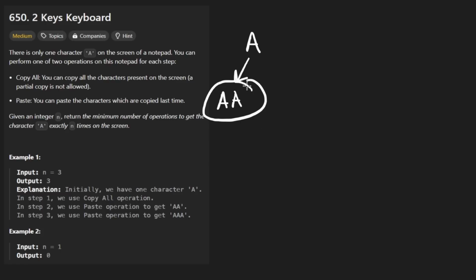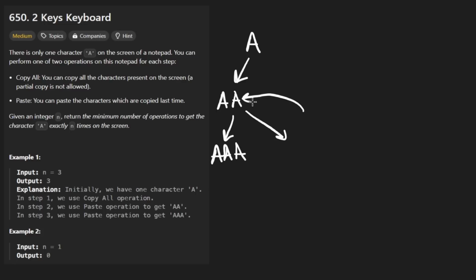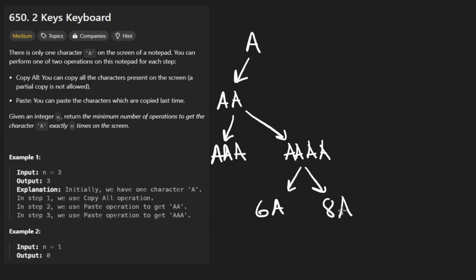Here, though, it becomes more interesting. Here, we could decide to paste another A, which is already in the clipboard, so then we'd have three, or we could copy all of these and then paste them again, which would give us four A's. So then at this point, we could add two more A's, which would give us six A's. I'll just draw it like this. Or we could copy everything here and then paste them again, which would give us eight A's.